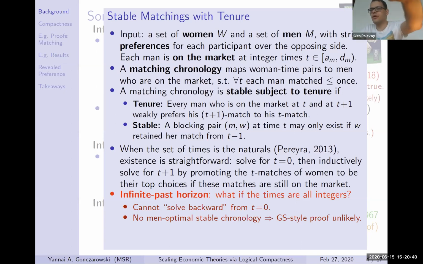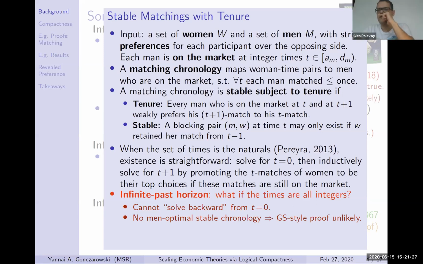Yes, and my question is about the stability. Okay, so stability means that at any time t, you cannot have a blocking pair M, W. Blocking pair means that the woman and man prefer each other to the people they were matched with, unless, and this is the new thing, the woman in that blocking pair is matched at that time to the same man she was matched with in the previous time. So it's possible that she may want a man and he may want her back, but that does not materialize because she is stuck with the man she was matched to in the previous step because of tenure. You need to demand that, otherwise you're going to have nonexistence.